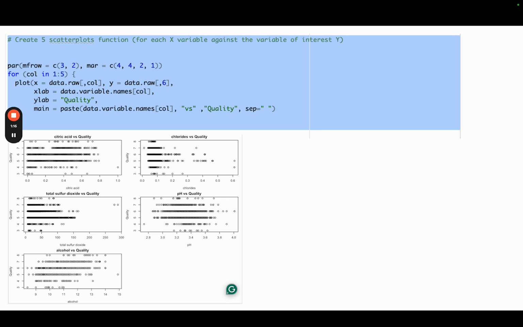The most important part of any data analysis is to look at the input and output data correlation, and the best way to do it is using scatter plots. I used a for loop to print the scatter plots, and looking at them, I can definitely say that the citric acid and the chlorides values are not that significant. Alcohol does have a correlation with the quality, and the other two, pH and total sulfur dioxide, have kind of a mid level of correlation.